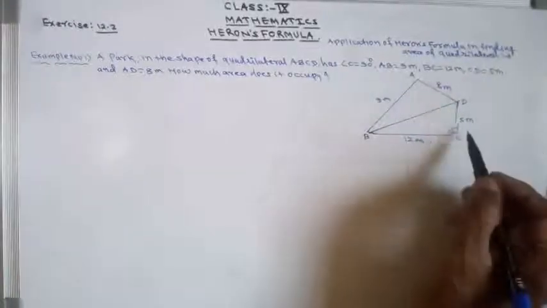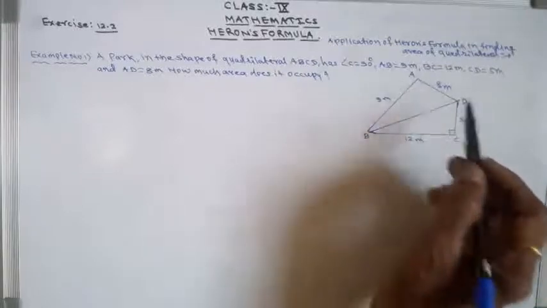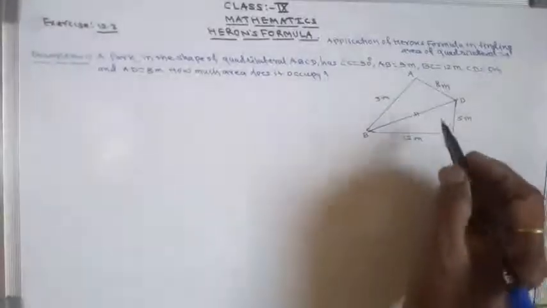This park has angle C of 90 degrees, AB equal to 9 meter, BC is 12 meter, CD is 5 meter, and AD is 8 meter. Now how to find the area of this quadrilateral? Students, see here, triangle BCD is a right angle triangle, two sides are given, so you can easily find out this third side by using Pythagoras theorem. So let us find out this third side.